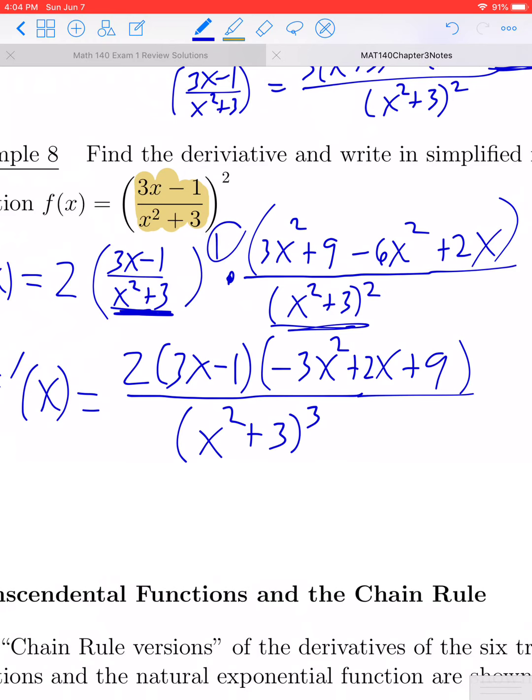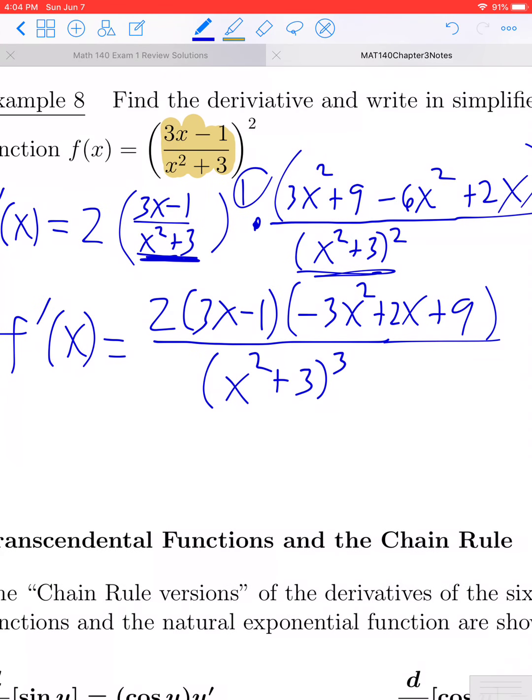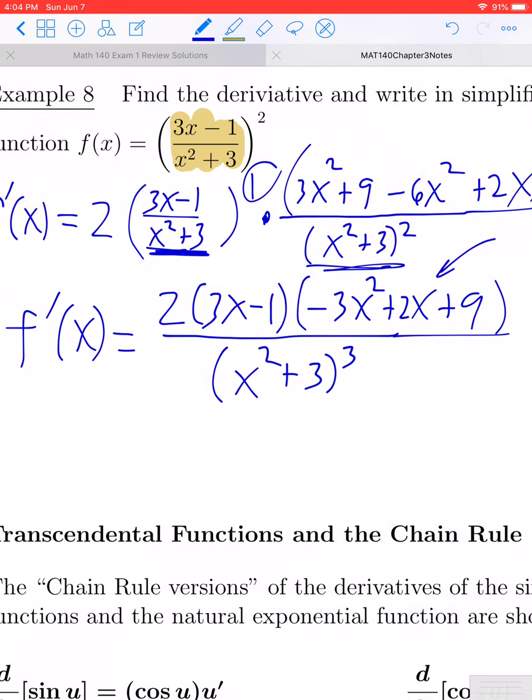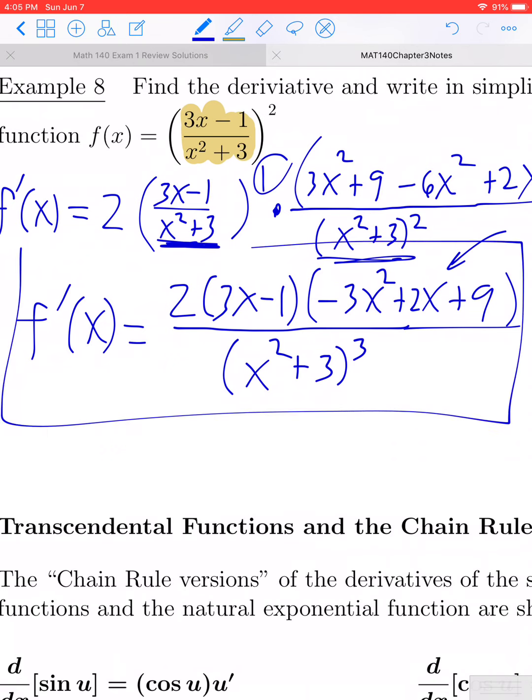We should try to see if this would reduce at all because it is a fractional answer. Right now, that would involve trying to factor this quadratic. This quadratic will not factor, and we don't have anything that cancels, so this would be the simplified form for our derivative. f prime of x is equal to 2 times 3x minus 1 times negative 3x squared plus 2x plus 9, all divided by x squared plus 3 cubed.